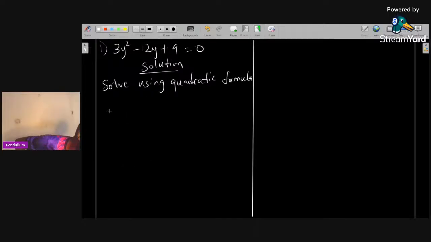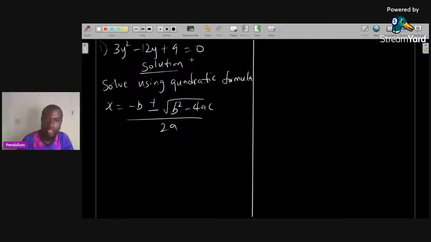Alright, so the quadratic formula is given by this: x equals minus b plus or minus the square root of b squared minus 4ac, all over 2a. From our equation here, 3y squared minus 12y plus 9, we know that a is 3, b is minus 12, c is 9. So now let's put this in.